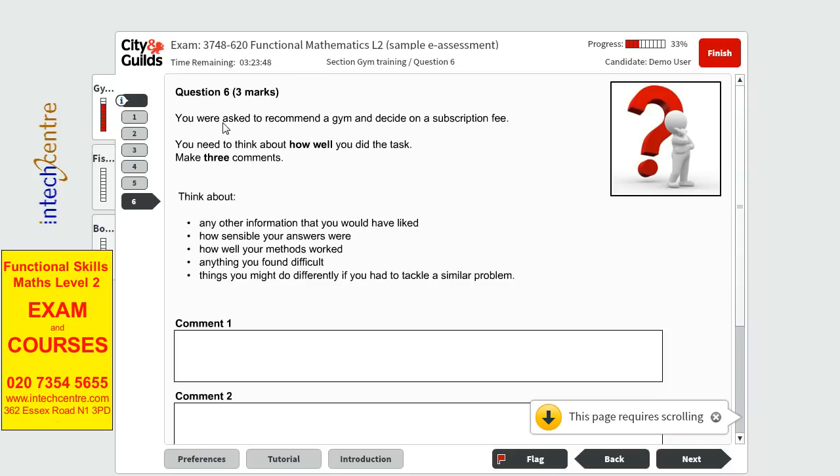You could say that you would have found it useful to know if the same percentage applies to training this year as last year, because we had to assume it was 26%. They didn't say whether the pie chart at the beginning was the same for this year and last year. Next one could be, my answers were sensible because I chose the cheapest option.